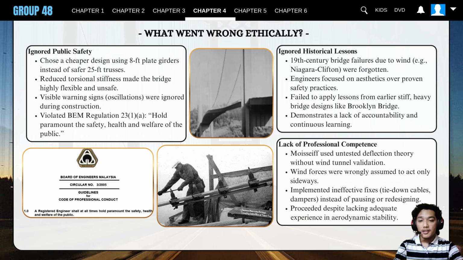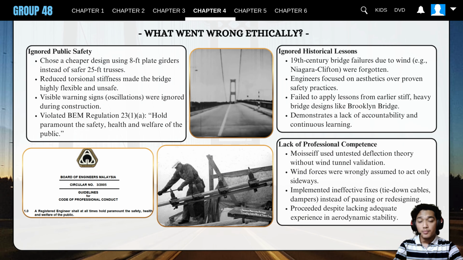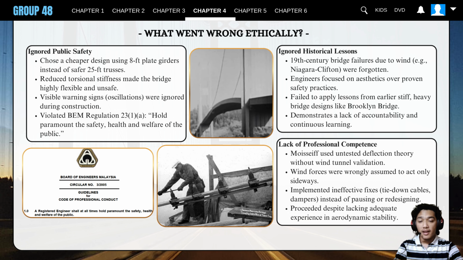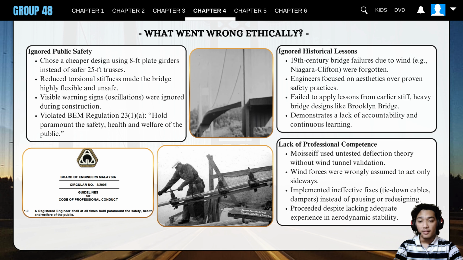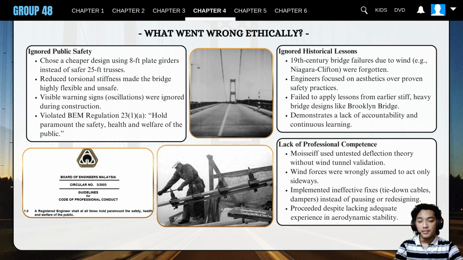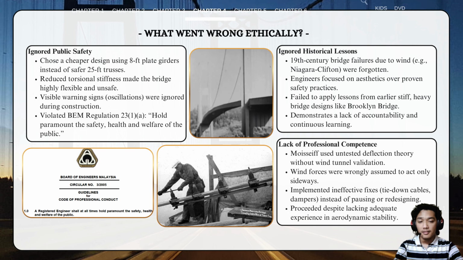These are the 3 ethical issues that led to the collapse. First, public safety was sacrificed for aesthetics and budget, a direct violation of the code. Second, the design was based on unproven theory without proper testing, which falls outside professional competence. And lastly, engineers ignored lessons from history, showing a dangerous lack of accountability. These weren't just technical errors, they were ethical failures.